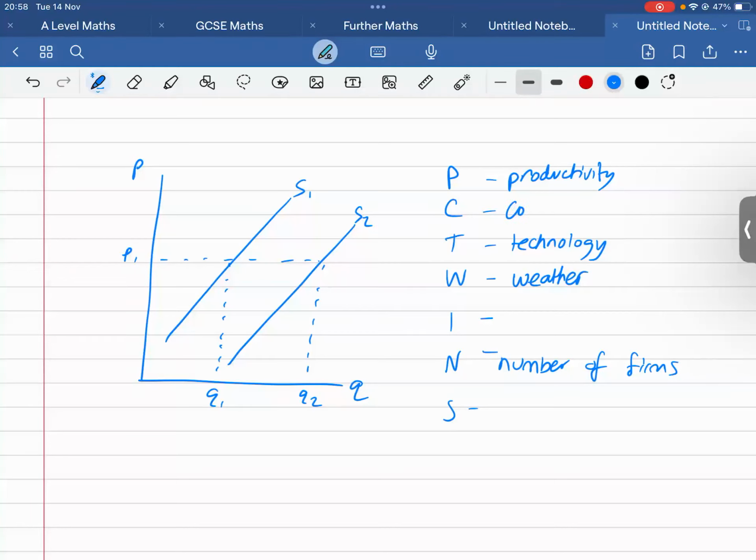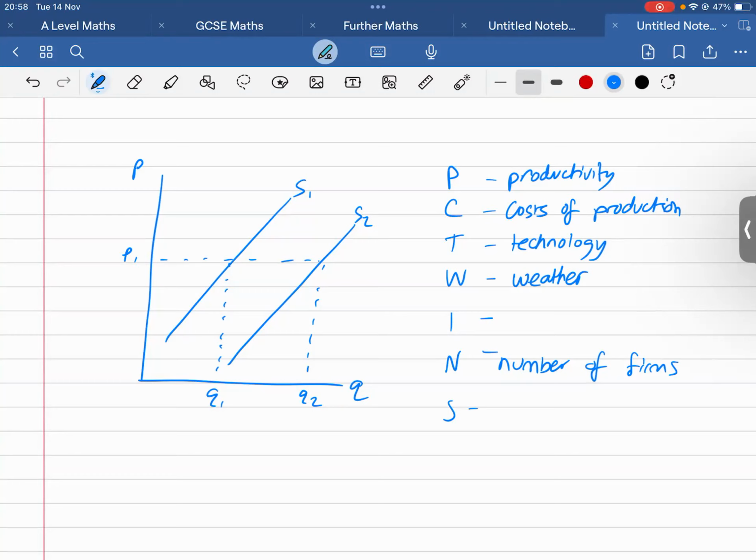And then C is cost of production. If the cost of your tools, like the drill, went down, then you'd be able to buy a drill more easily and make stuff. So if cost of production went down, your supply would go up, meaning your willingness and ability to sell would go up.